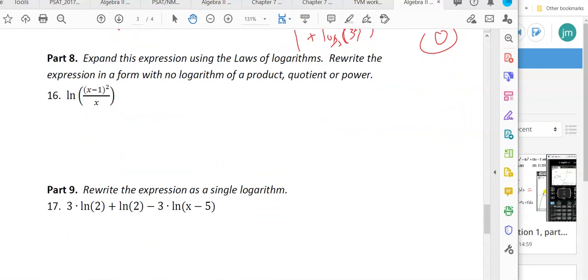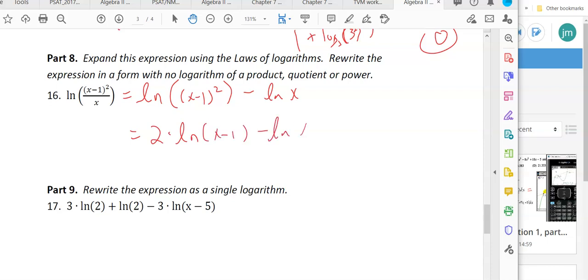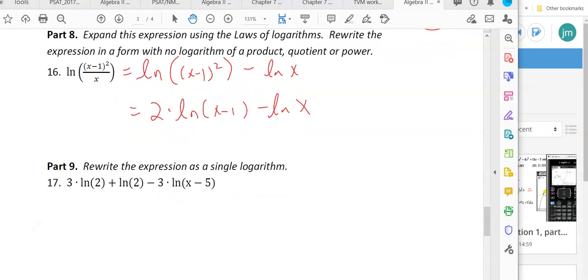Expand this. So this time we are supposed to expand. I would take care of the division first. So natural log of x minus 1 squared minus natural log of x. Still have an exponent there, so let's take care of that. So that would be 2 times natural log of x minus 1 minus natural log of x. That's good.